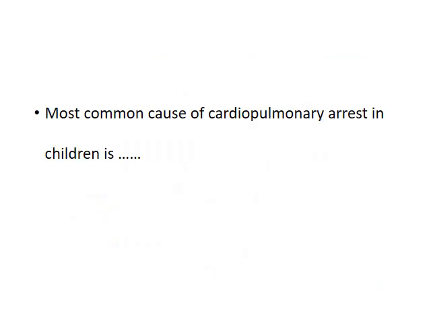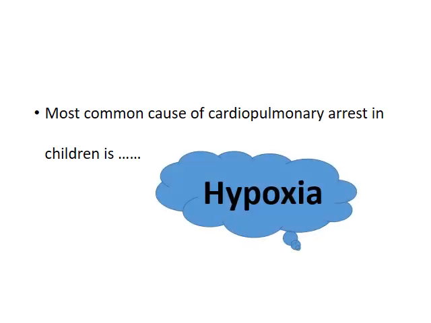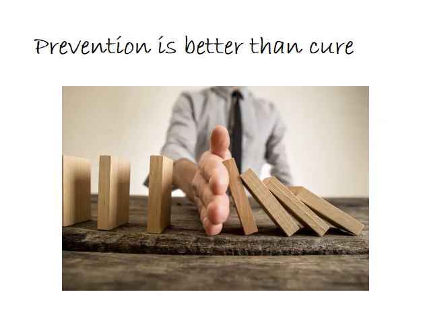This is our first point. The most common cause of cardiopulmonary arrest in children is hypoxia. Either it is hypoxia due to respiratory failure, where no oxygen will enter, or circulatory failure. Circulatory failure, or shock, means failure to deliver oxygen and nutrients to the tissues, so there will be hypoxia at the tissue level. Either way, it will lead to cardiopulmonary arrest, which is the most common cause in children.